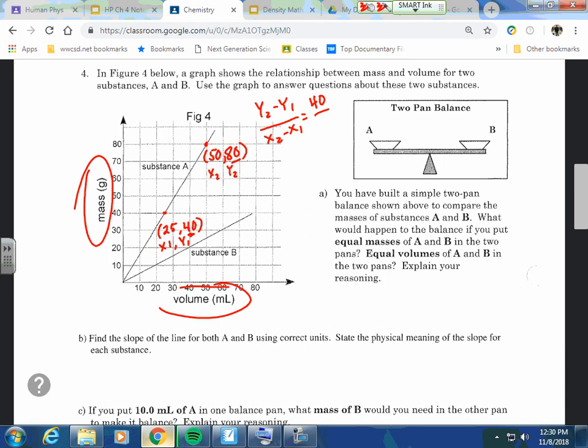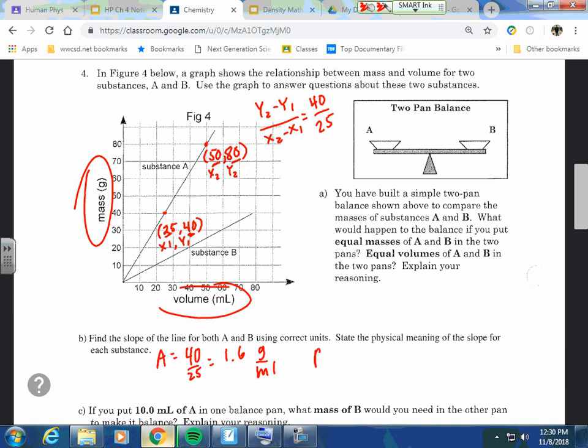Now I'm going to do the same with x2 and x1. So if I take 50 minus 25, what do I get? 25. Does anybody have a calculator handy? What is 40 divided by 25? Okay, so the slope of that line is 1.6. What does that tell us? It tells us 1.6 mass over volume, or grams over milliliters. Hey, that's density, 1.6 grams per milliliter.